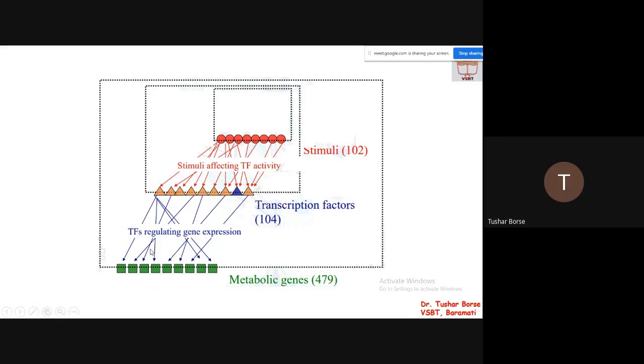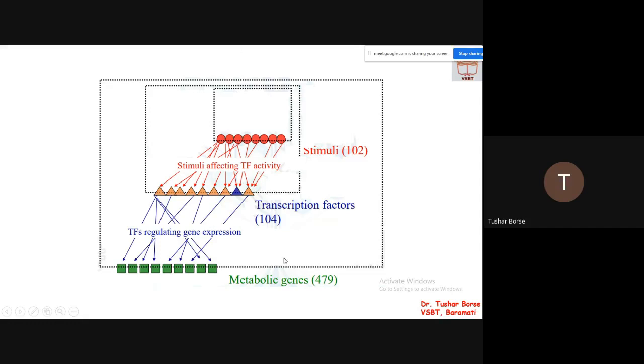And at the end, what I can tell you is that this regulation is at different levels. There are different factors which are affecting the regulation of the metabolic pathways. So you can see here that suppose there are in E.